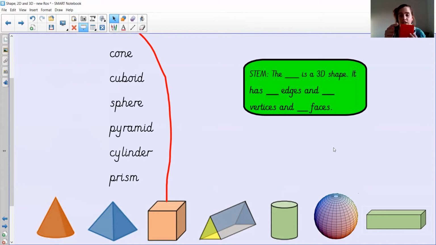We know what an edge is. It's where these bits are here. Let's go to whole screen. On my cube here, these are the edges. Okay, I can trace them with my fingers. We know what the vertices are, or a vertex if it's one. It's where these edges meet.